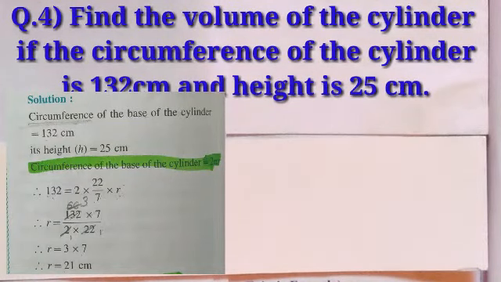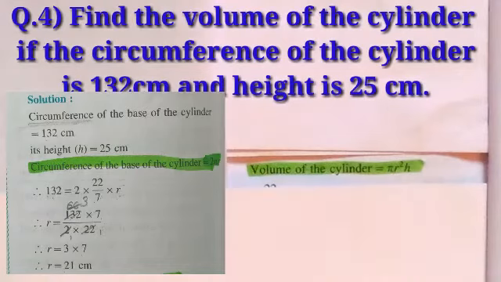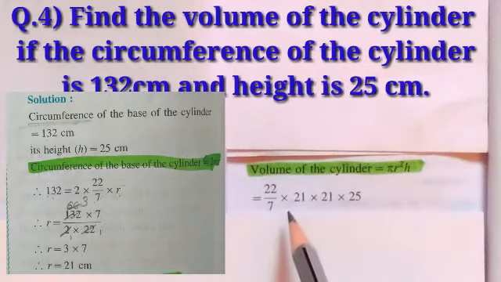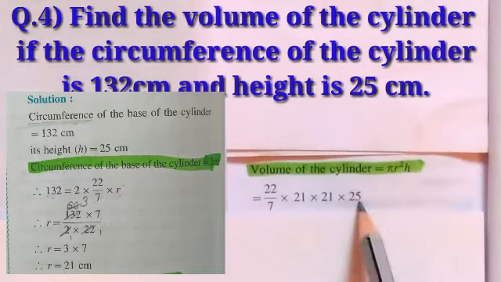So let's write the formula. Volume of the cylinder is equal to pi r square h. Let's write the values. Pi will be 22 upon 7. R, that we found just now, is 21 centimeter. So 21 into 21 multiplied with the height, which is nothing but 25 centimeter.